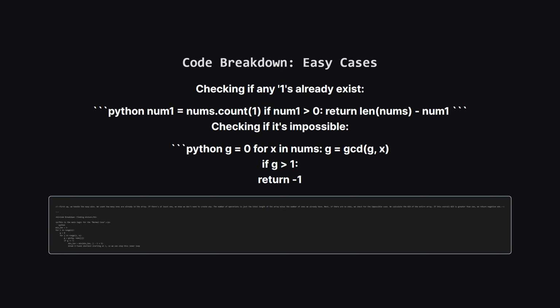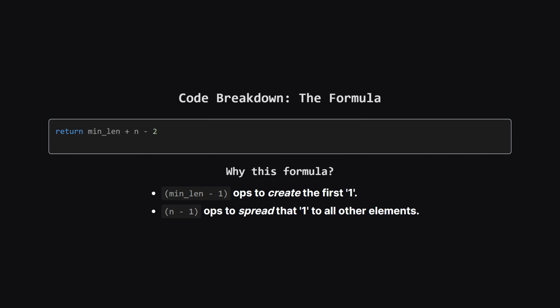If this overall GCD is greater than 1, we return -1. If we get past those first 2 checks, we're in the main scenario. We need to find the length of the shortest subarray whose GCD is 1. We do this with a classic nested loop.